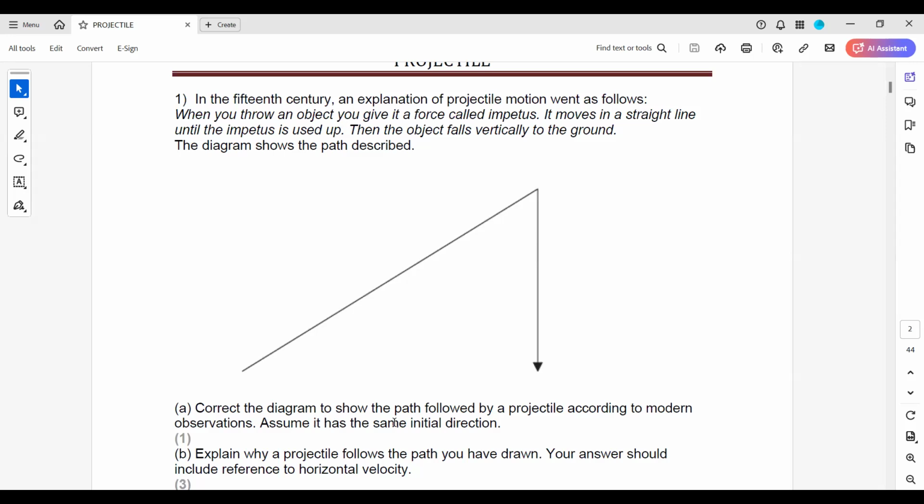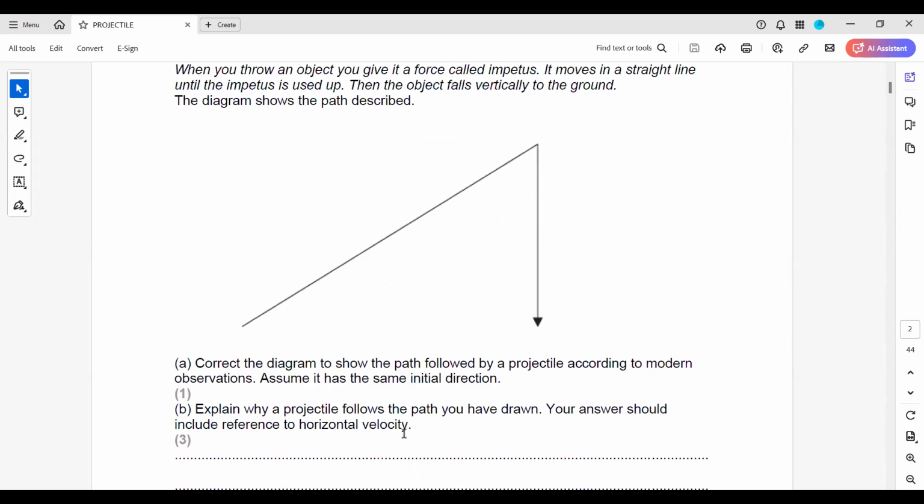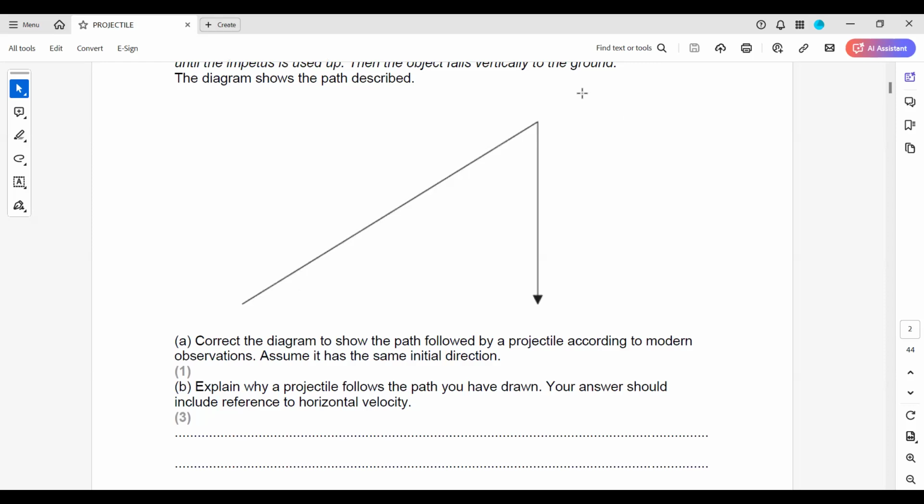So what should be the path we should draw for this projectile? The trajectory or the path? You can annotate on the screen. This is a 15th century explanation of the projectile, so this will be the trajectory or the path we should show. So a parabolic path. It can be a half motion as well, but we have to complete the motion. So if you draw till here, that is also fine. If you draw the complete path, that's also fine.